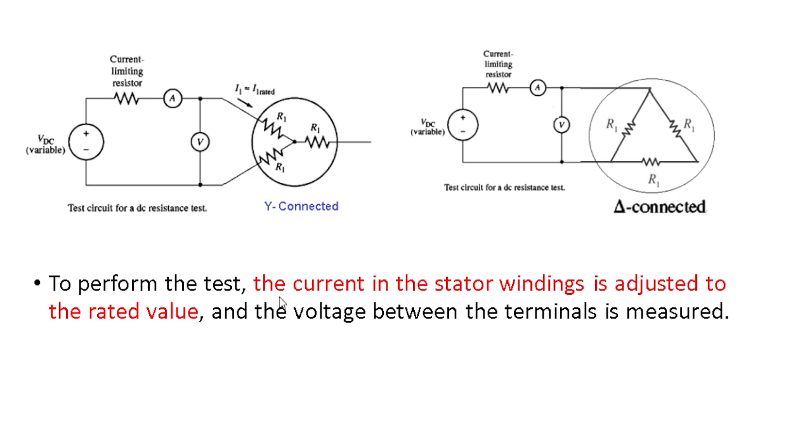So to perform the test, the current in the stator winding is adjusted to the rated value and the voltage between the terminals is measured. After that, we just use the simple technique V over I to find the total resistance. And from there, we can find the individual resistances.